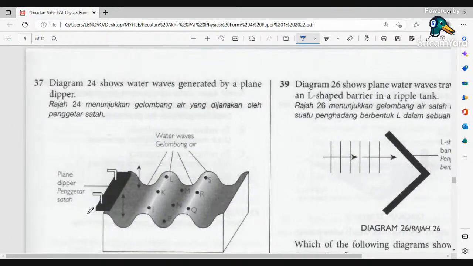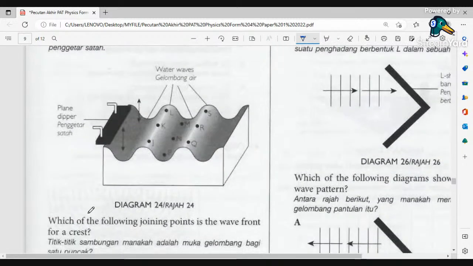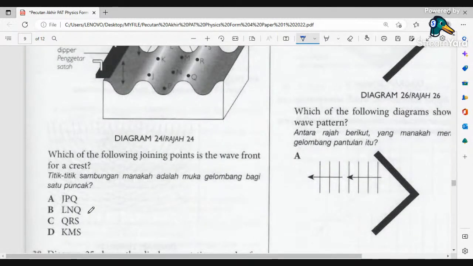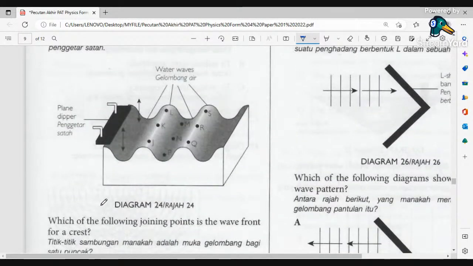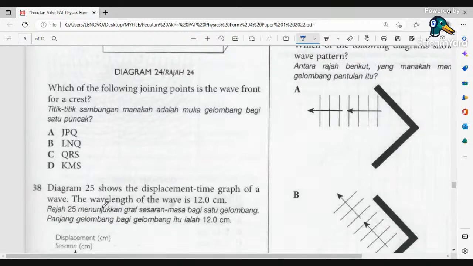Number 37, water wave generated by plane dipper. Which of the following joining points is the wavefront for crest? Okay, mana satu adalah wavefront for crest? Crest ialah bahagian atas. Okay, JKL ataupun QRS. Okay, jadi jawapan 37 yang ada di sini ialah C, QRS.